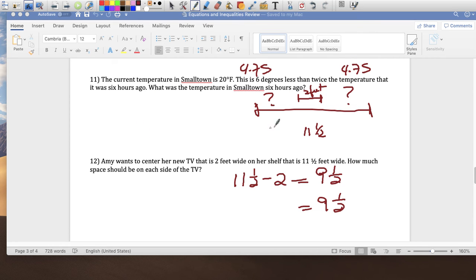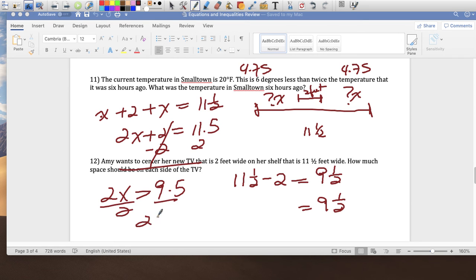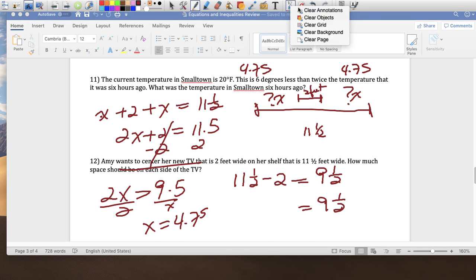So if I were to make an equation out of this, if this is x and this is x, I get x plus 2 plus x equals 11.5. Or I can write 2x plus 2 equals 11.5. If you look at this, I subtract 2 from each side. I get 2x equals 9.5. Then I divide both sides by 2, and x equals 4.75, which is exactly what I had here. So you might want to write the equation like that if that's where x is. It's a weird question.